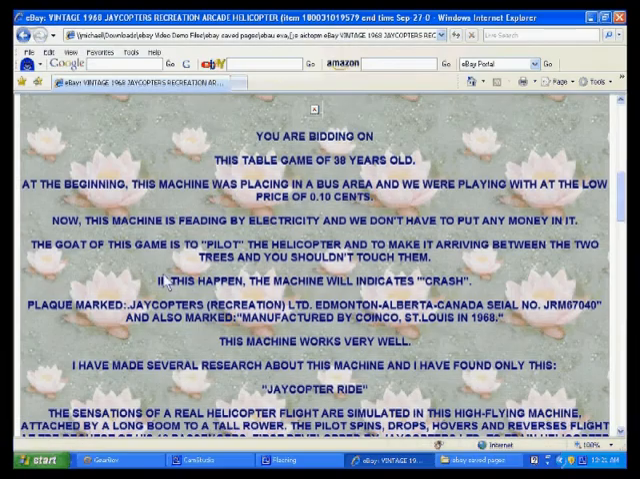Here's another example of a bad auction. This person used a distracting background image. It's better to keep your auctions clean and simple. Reading through this description, I see some immediate warning signs. It says, "At the beginning, this machine was placing in a bus area and we were playing at the low price of 10 cents. Now this machine is fiating by electricity and we don't have to put any money in it. The goat of this game is to pilot the helicopter."